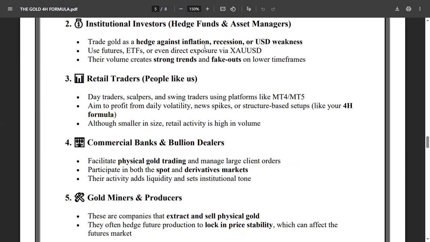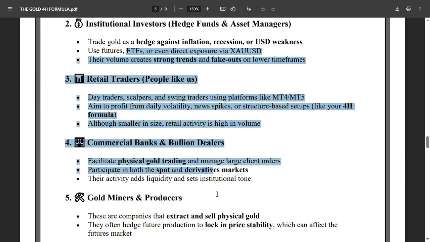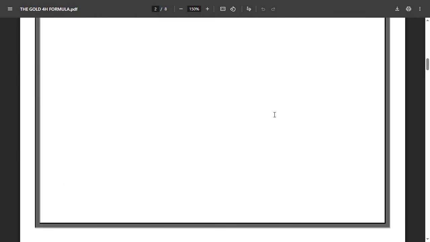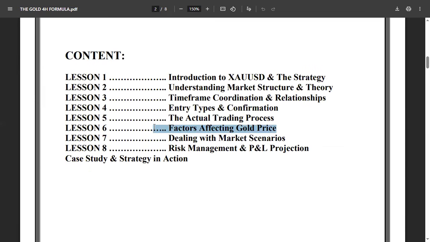Now, we are going to learn them a lot in the lesson on factors affecting gold price, but I just need you to go and understand them. So this is not an assignment, it's just a task for you. You can do it or not, whatever, but you just do it because we are going to learn them here. In the next lesson we will have assignments.